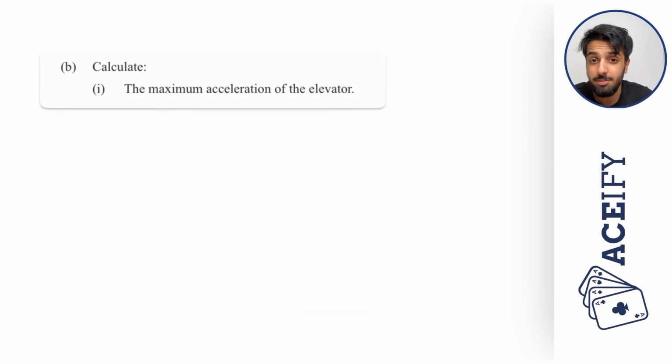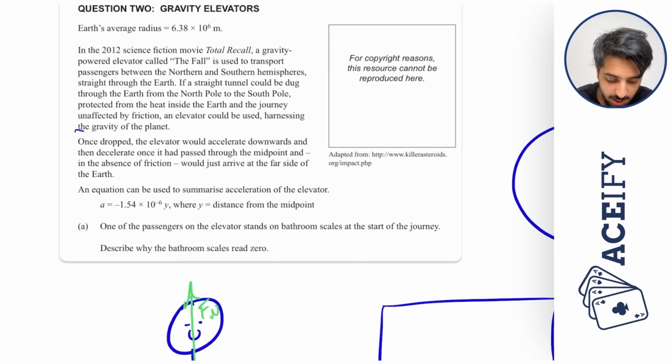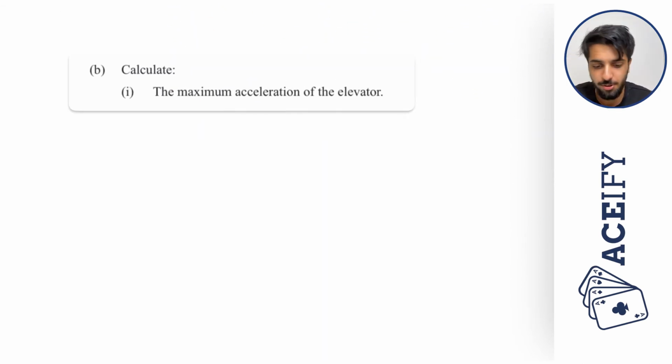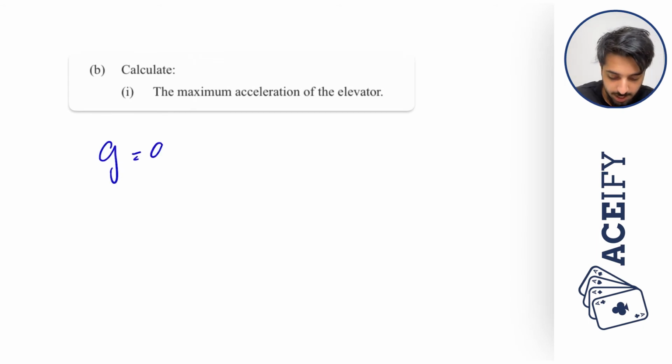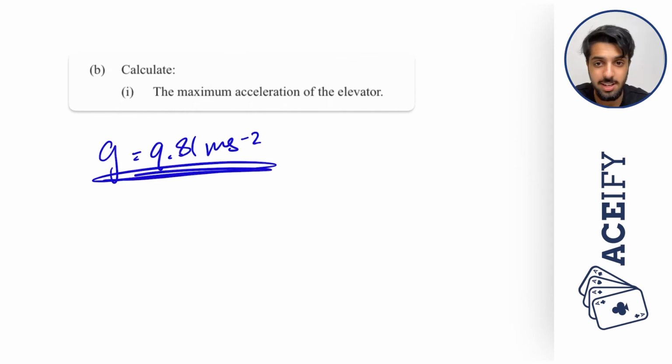Calculate the maximum acceleration of the elevator. Okay, so there are two ways you can look at this question. One way is to go straight from the description given. It says that this elevator is going to be harnessing the gravity of the planet, and we know that the acceleration due to gravity on Earth is equal to 9.81 meters per second squared, right? And so as the elevator is harnessing gravity, the maximum acceleration that it can hit is the acceleration due to gravity. And so you can say that the maximum acceleration is going to be 9.81 meters per second squared. And that is a totally valid answer.